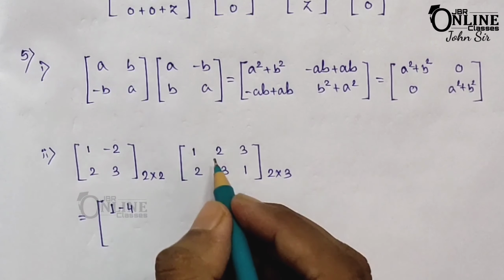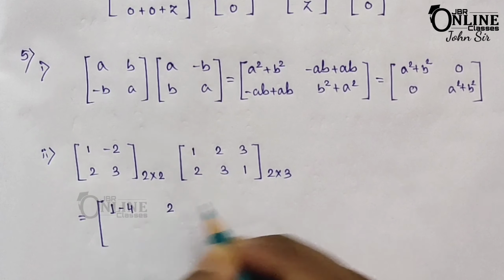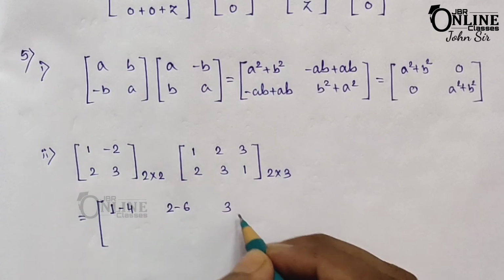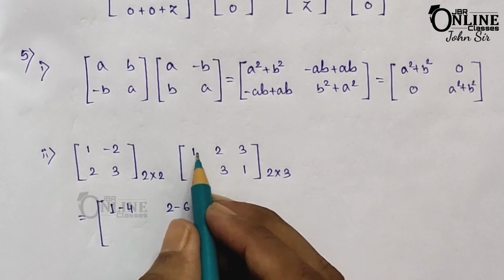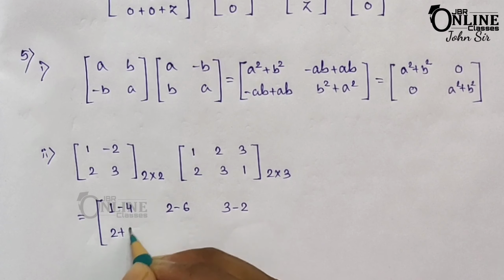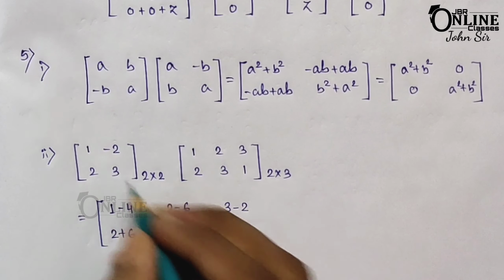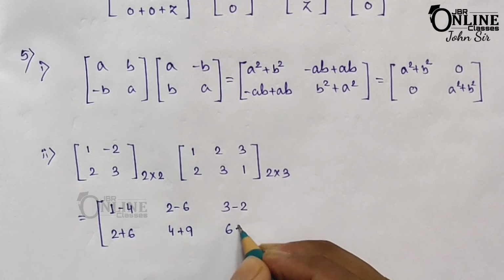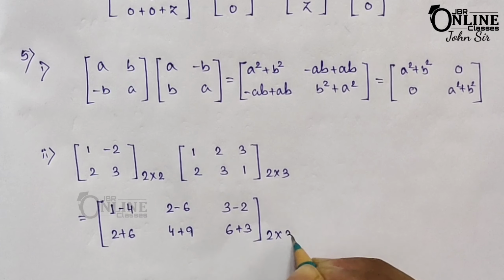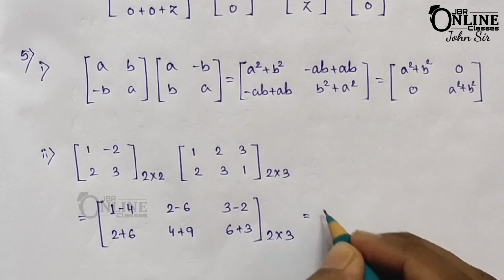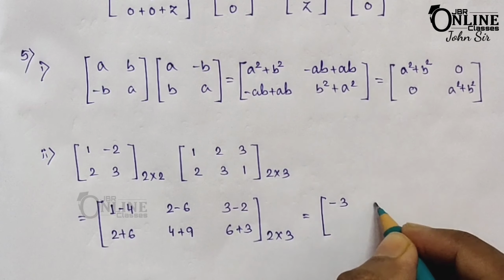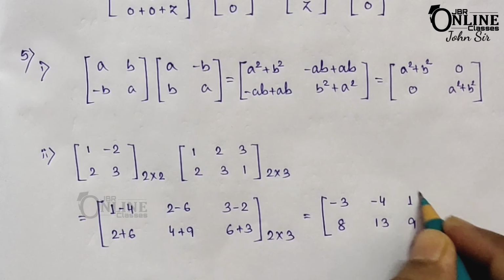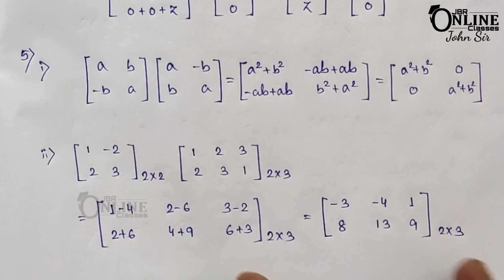Then next one, 1 into 2, it becomes 2, and then 3 into that one, minus 6. Third one, 3 into 1, 3, then 2 into minus 2, minus 2. Now next, 1 into 2, 2, 3 into 2, 6, 2 into 2, 4, then 3 into 3, 9, 3 into 2, 6, and then here 1 into 3, 9. So that is your 2 cross 3 matrix. So your final result will be here minus 3, minus 4, 1. This one will be 8, 13 and 9. 2 cross 3. Okay, so that is your answer.